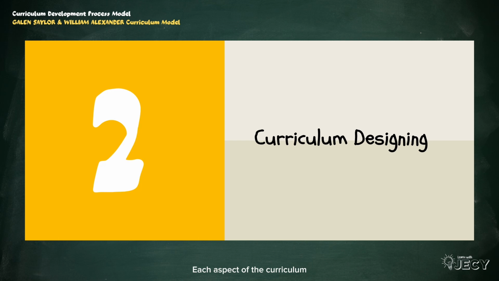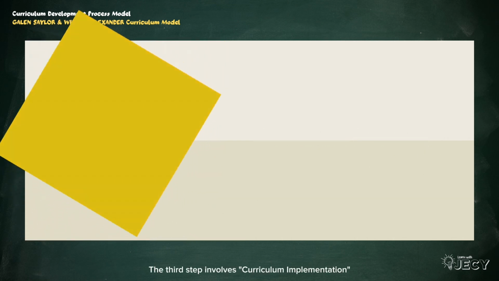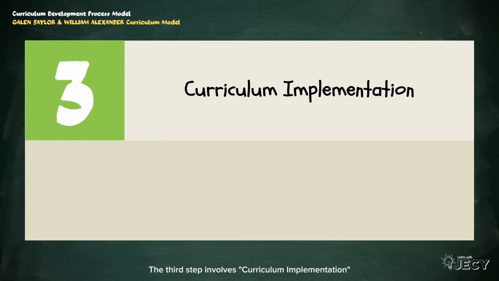Each aspect of the curriculum designing plays a critical role in creating meaningful learning experiences for students. The third step involves curriculum implementation. Curriculum implementation refers to the actual enactment of the designed curriculum within educational settings such as classrooms, schools, or districts.